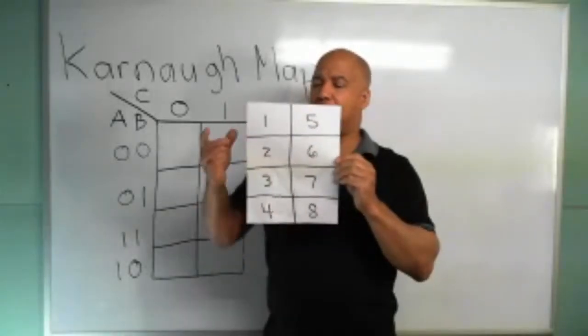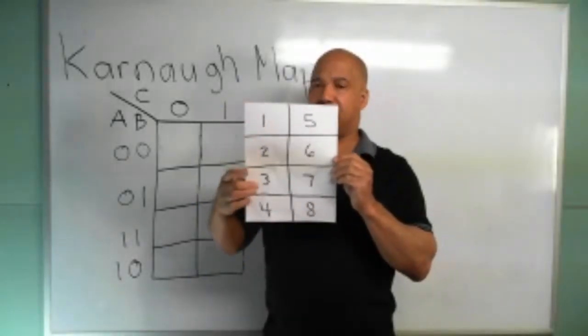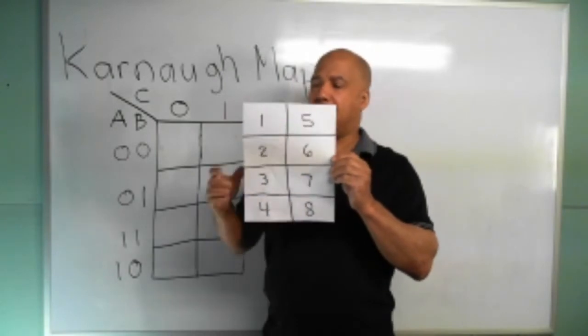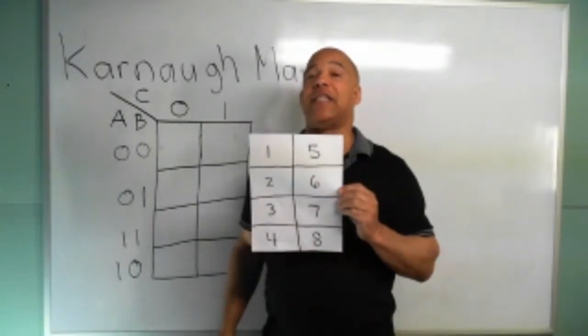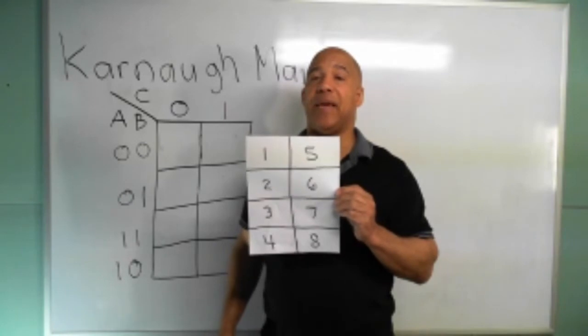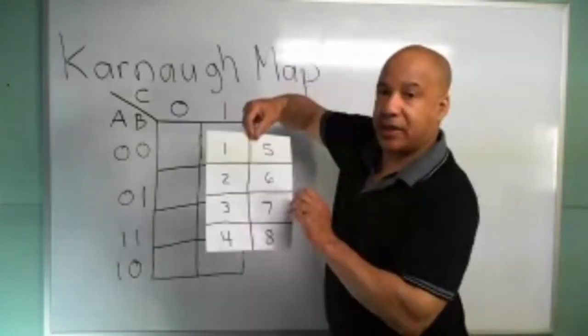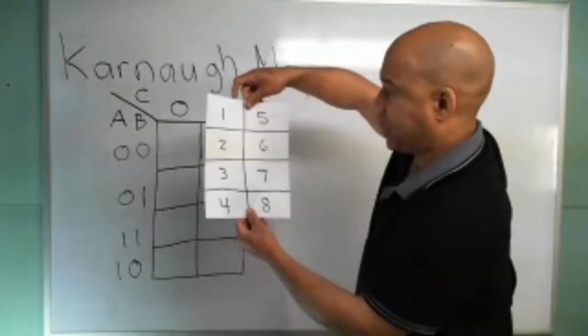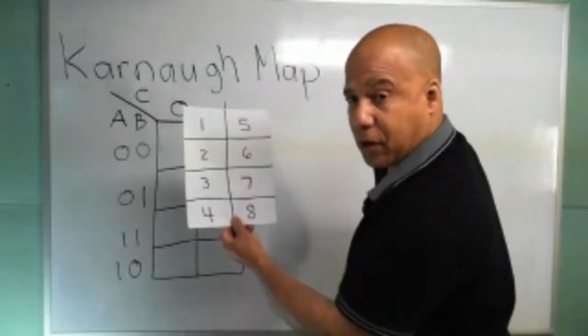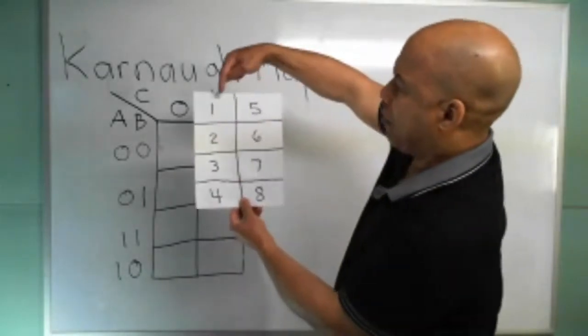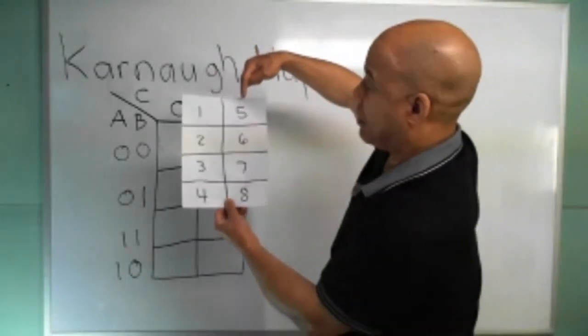If you can see this, this is like a K-map, and what I've done is I've numbered the cells, and I need to talk about something called adjacency. So the word adjacent means right next to. I can't see what my camera's showing because my picture is so small over there. But number 1 and 5 are adjacent.